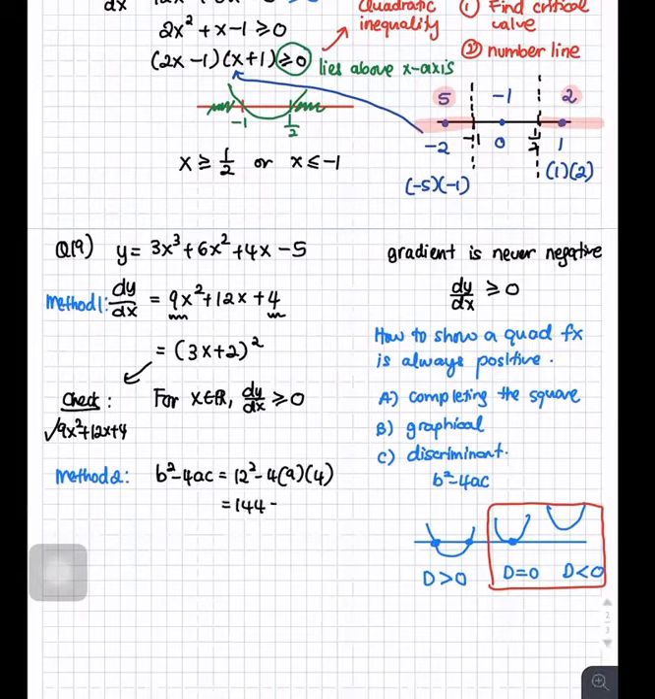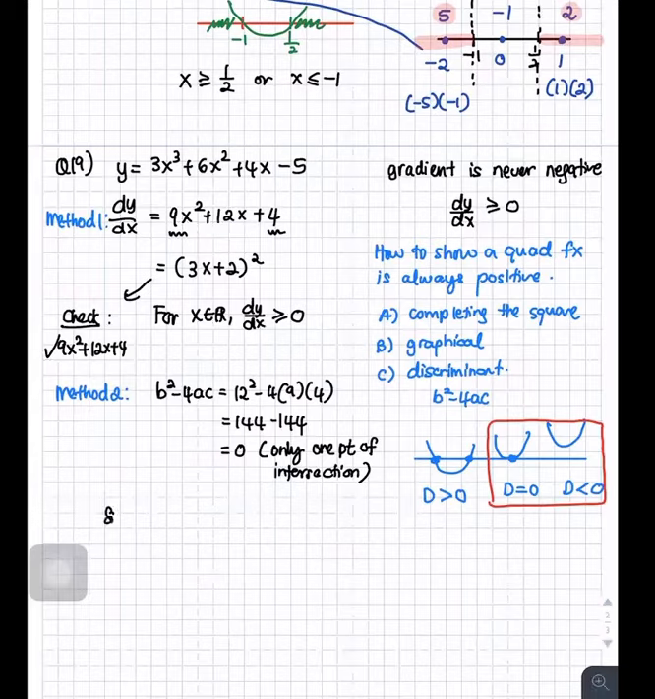36 times 4 is 144, so b squared minus 4ac is 0. That means only one point of intersection. And you know it is a happy parabola, so definitely lying above the x-axis.